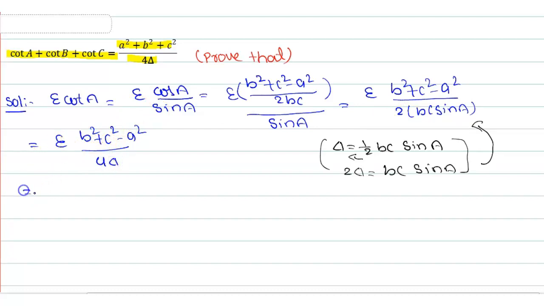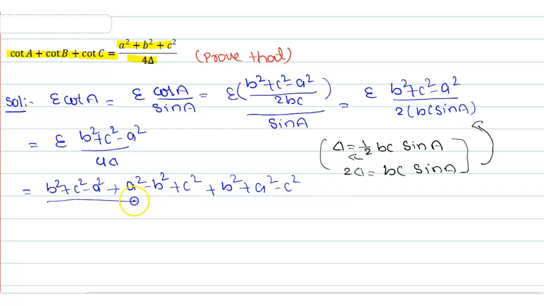Now expand the summation. So b square plus c square minus a square. Then for the second term, minus goes to b: a square minus b square plus c square. Minus goes to term c. So that is b square plus a square minus c square. So the entire denominator is 4 delta.